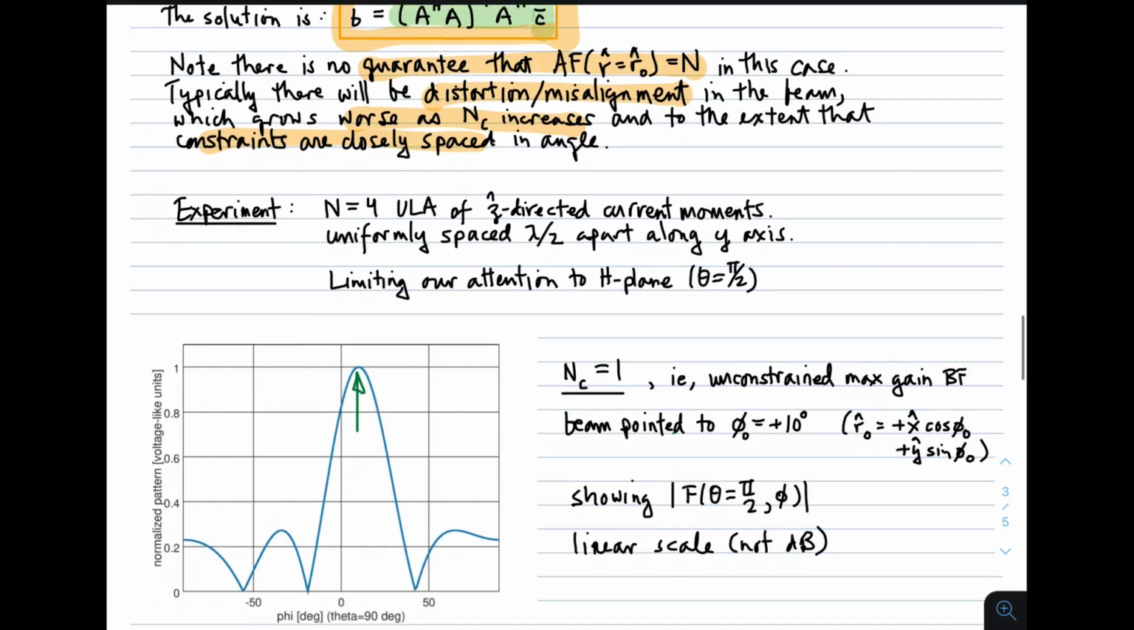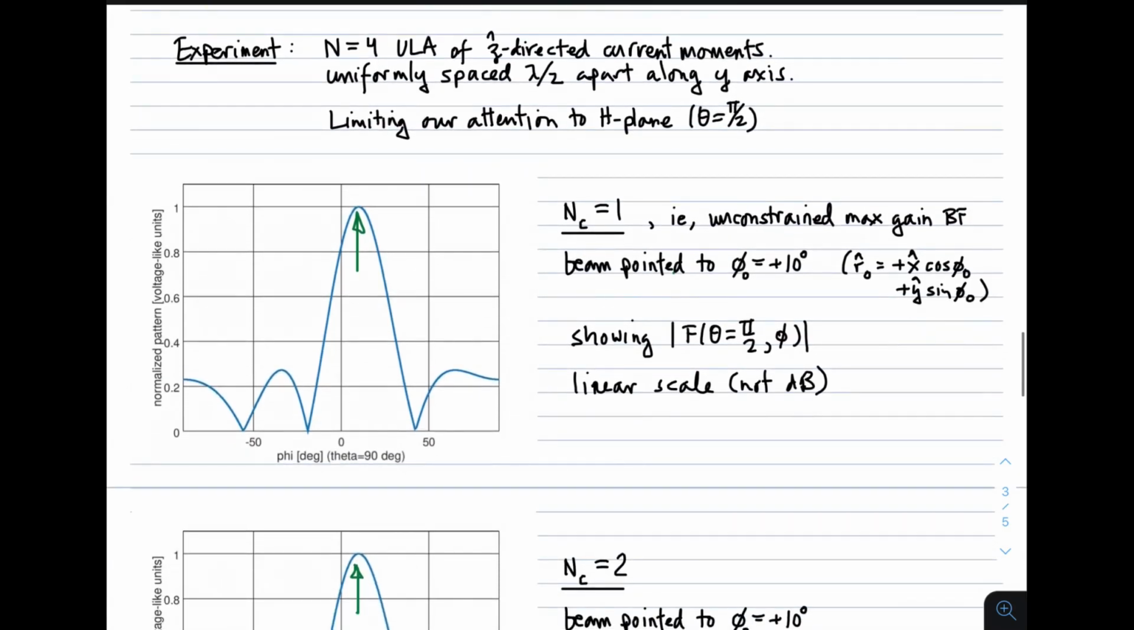So, to demonstrate all these things, let us do an experiment. And in this experiment, we'll have an n equals 4 array, 4 elements, a ULA, a simple geometry that is relatively easy to visualize, z-hat directed current moments, and these will be uniformly spaced at lambda by 2 along the y-axis. There is nothing special about lambda by 2 in terms of this analysis. It's not required. It's simply common, and it's easy to know what to expect when the elements are about half wavelength apart.